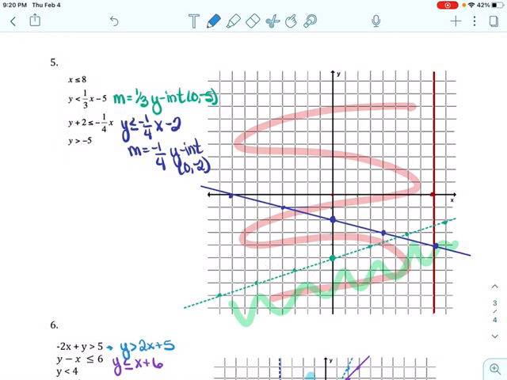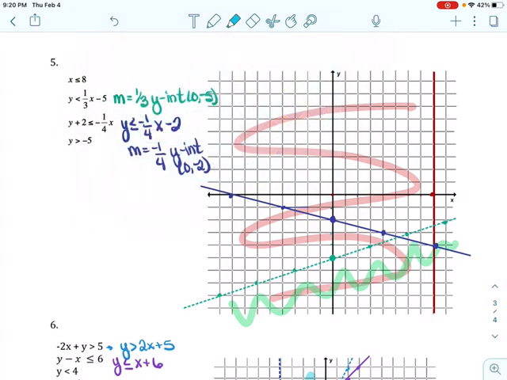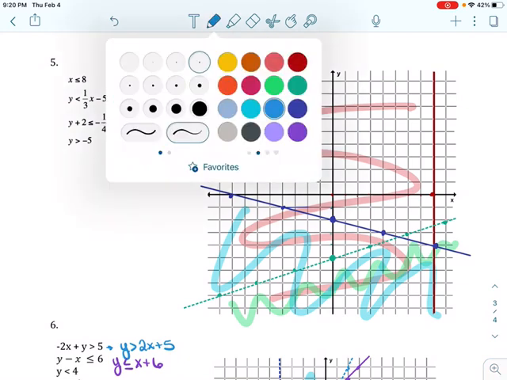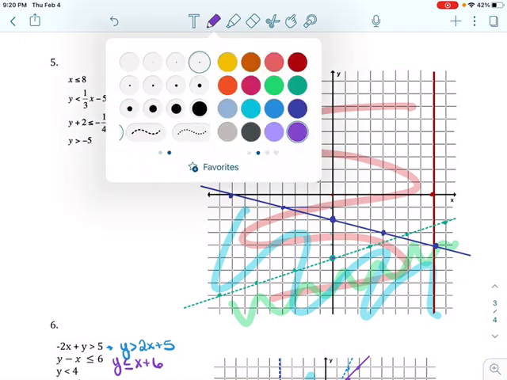Let's even go lighter. That's this one. Okay, so we're starting to see this section here. Well, I guess we'll go with purple. And y is greater than -5. So we're going to go to -5. Here's -5. It is a dotted line.